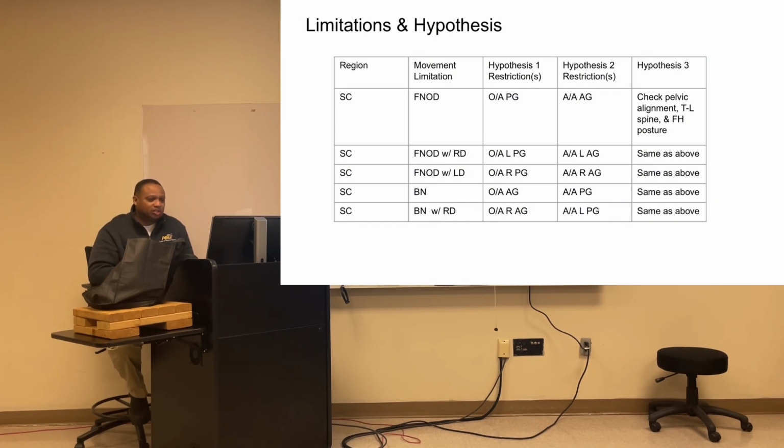So that third hypothesis is just extra content and knowledge for your information, to look at. If you can't find any restrictions with hypothesis 1, if you can't find any restrictions with hypothesis 2, then go to hypothesis 3 and check the pelvic alignment. You may find something there. Also with the forward head posture.